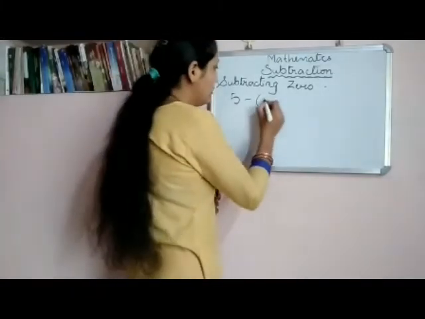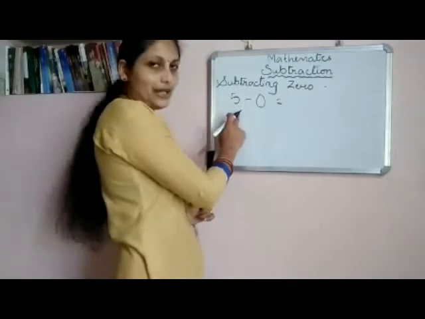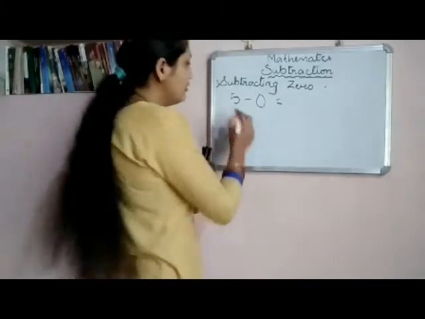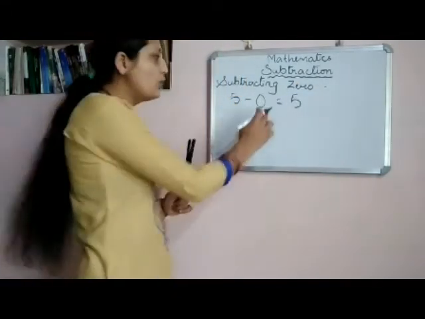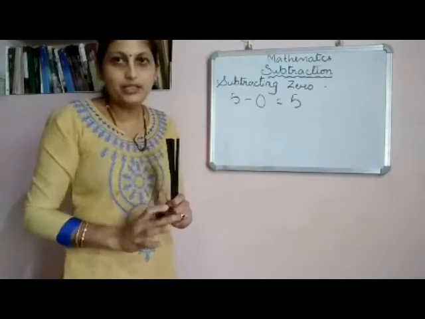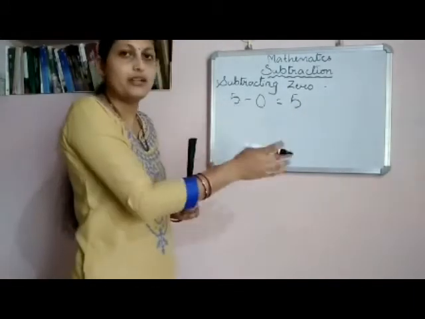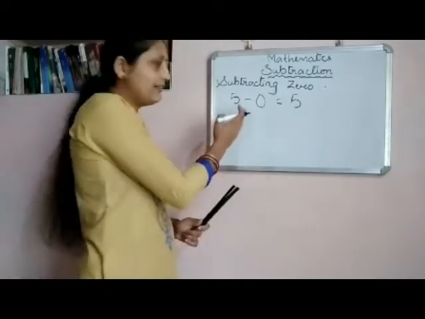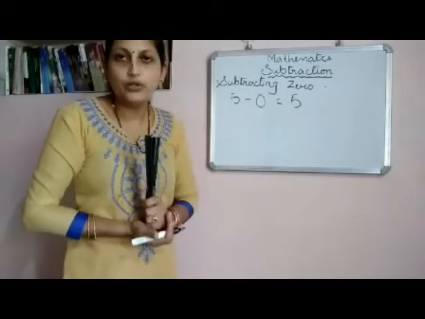Means 0. So, what do we get? We get the same number as the answer, isn't it? How many left here? 5 itself. So, 5 minus 0 is 5. So, when 0 is subtracted from any number, we get the same number as the answer. So here 5 minus 0 is equal to 5.